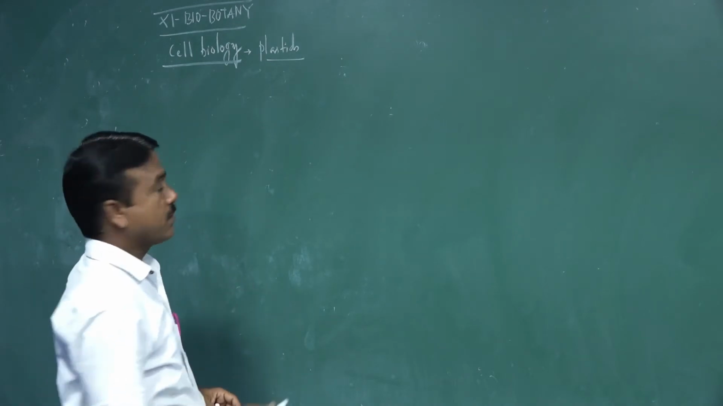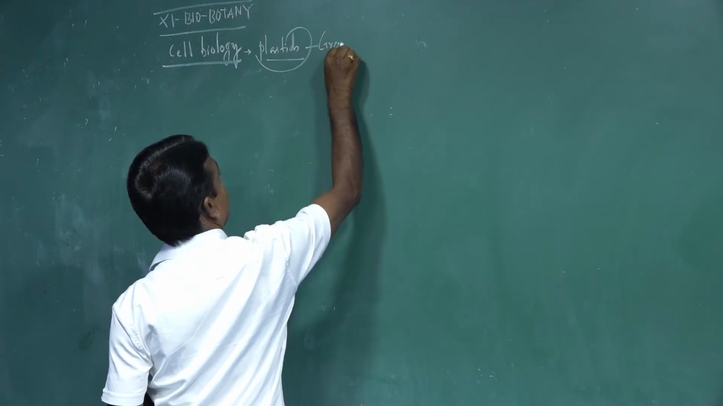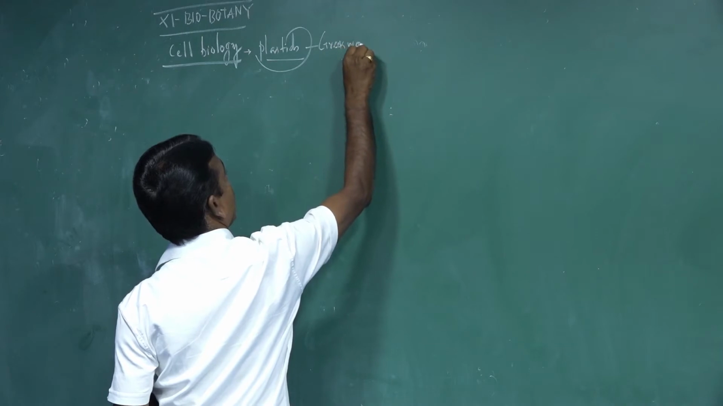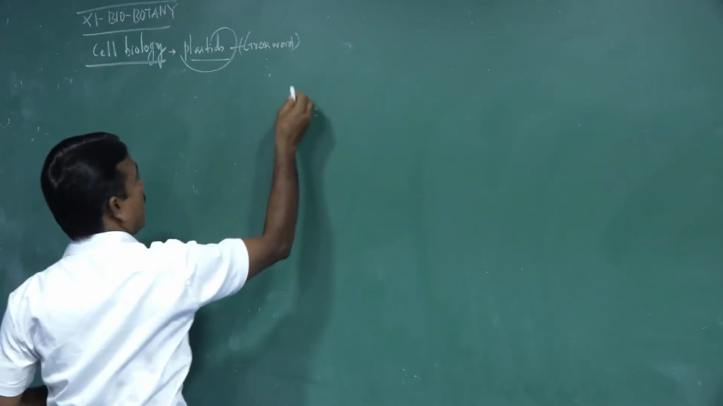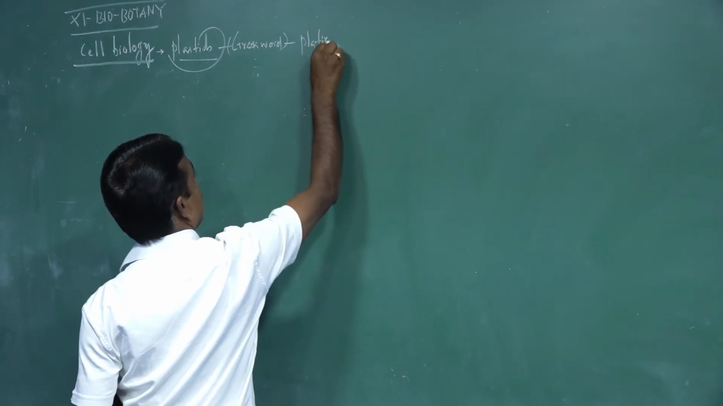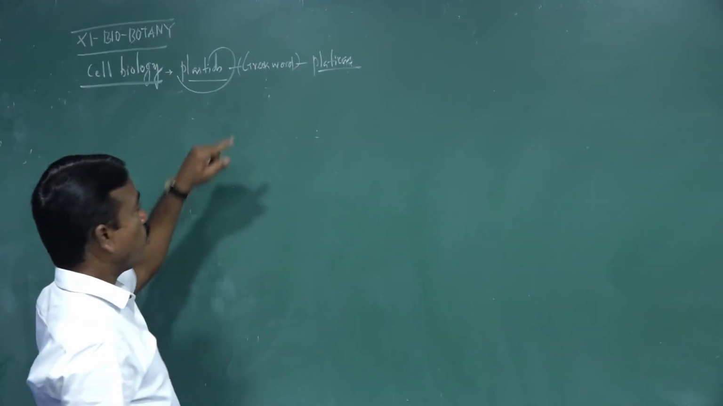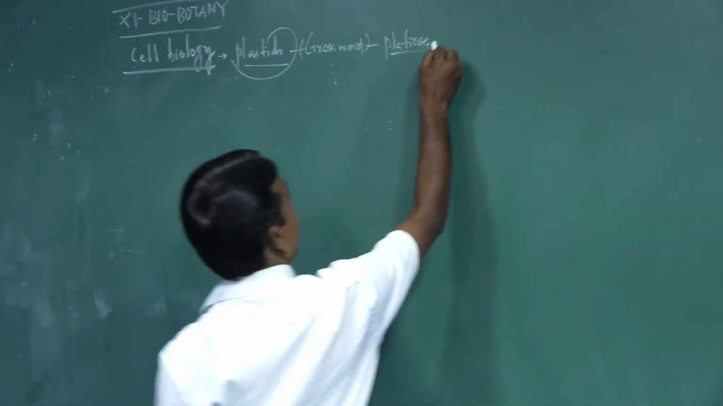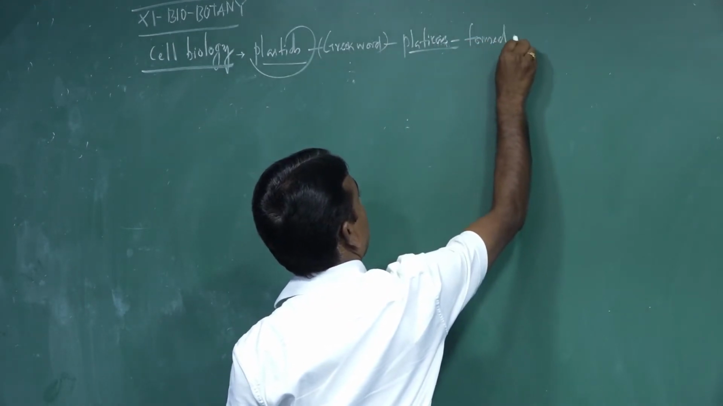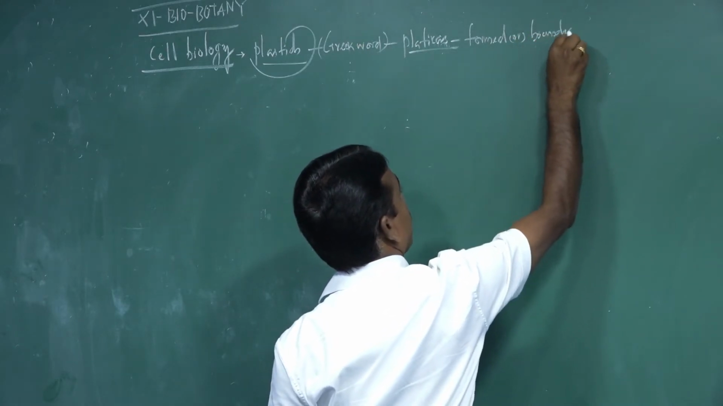The word plastids is derived from a Greek word, namely plastikos. From that word, plastids is derived. So what is the meaning of plastikos? It means formed or molded.